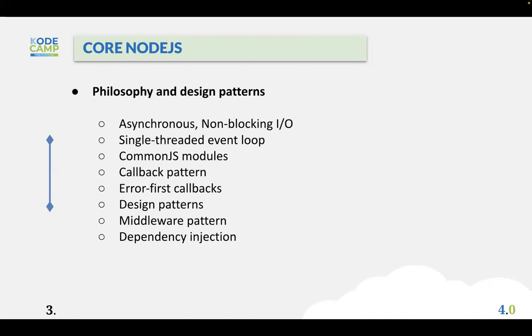So last but not the least on our list is dependency injection. So dependency injection, simply known as the DI, is a design pattern that promotes loose coupling between objects and their dependencies. So it essentially shifts the responsibility of creating and managing dependencies from the object itself to an external mechanism.